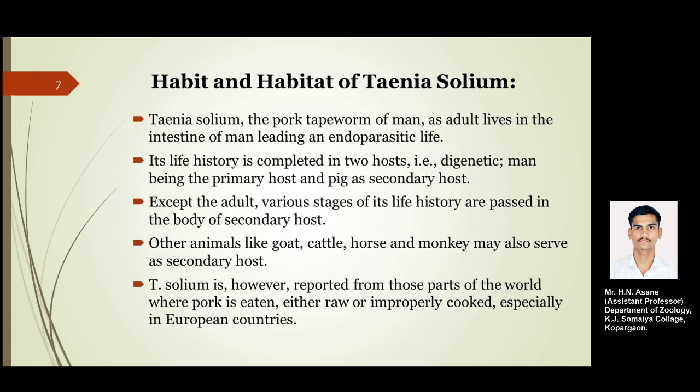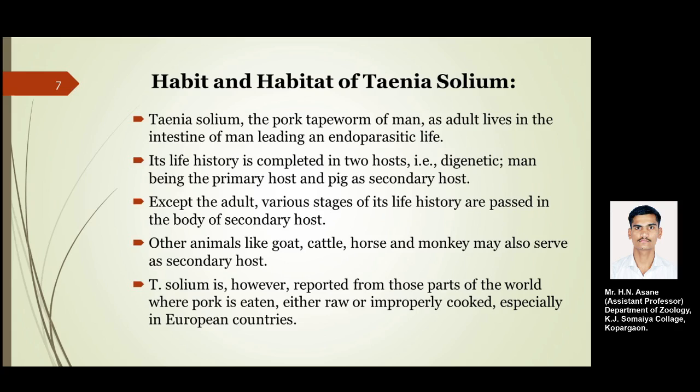So the adult worms are commonly found in the intestine of man, who is the final host. The worm lies attached to the intestinal mucosa by means of the head or the scolex, and it soaks up the food digested by its host. The larval stages are commonly found in the pig and ox.